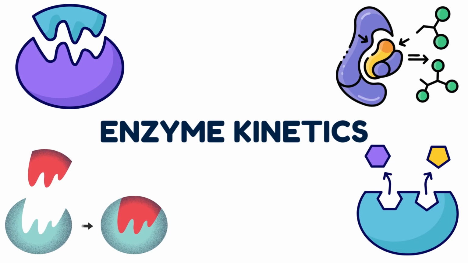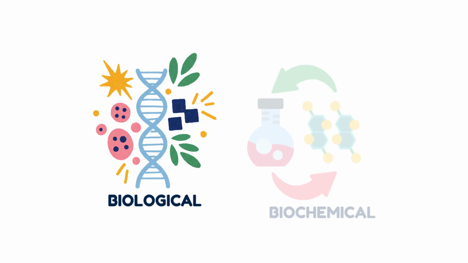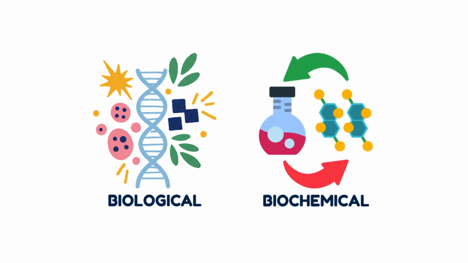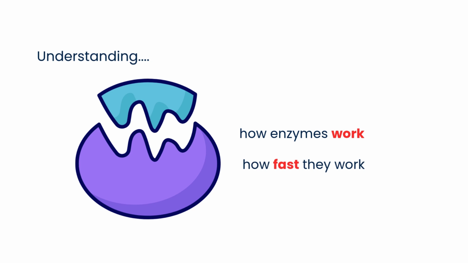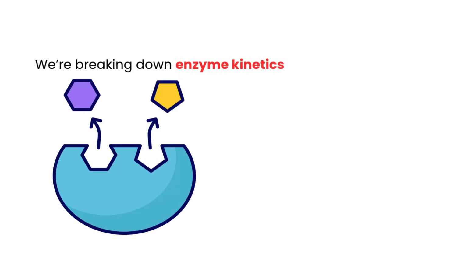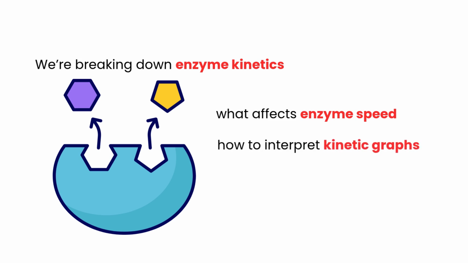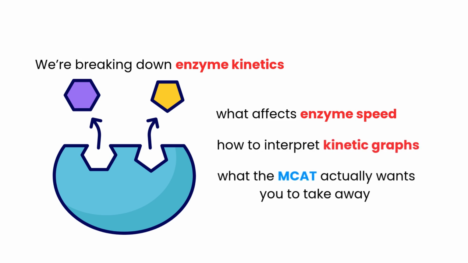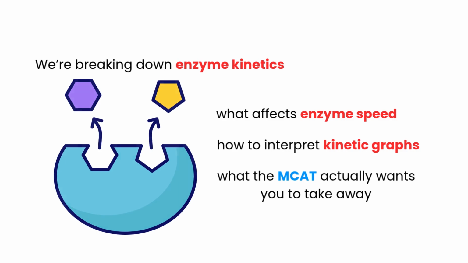Enzyme kinetics is one of those topics that keeps coming up, especially in the biological and biochemical foundations of living systems section of the MCAT. Understanding how enzymes work and how fast they work isn't just a biochem detail. It's a core MCAT concept that connects metabolism, inhibition, and even drug mechanisms. We're breaking down enzyme kinetics, what affects enzyme speed, how to interpret kinetic graphs, and what the MCAT actually wants you to take away from all this.